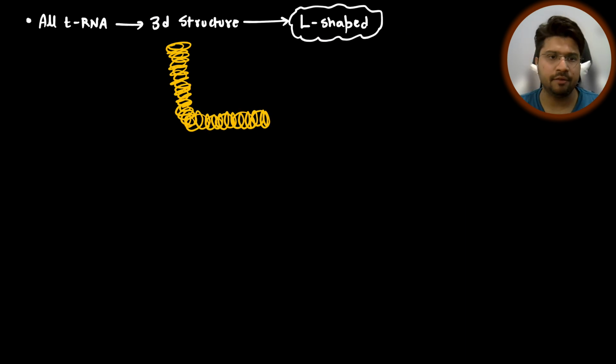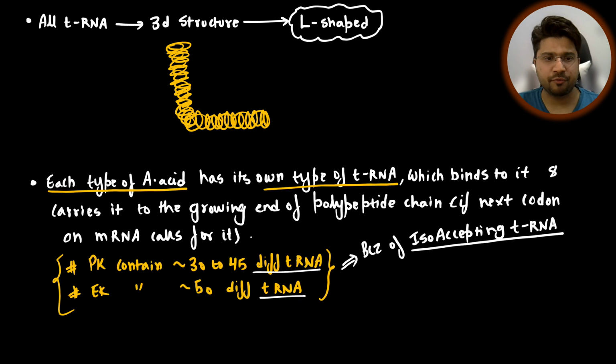We talked about the 2D structure of the tRNA, which is a cloverleaf model. Now, if I were to talk about the 3-dimensional structure of tRNA, it is something called an L-shaped structure. Once again, an important question for the examination. Please remember, each type of amino acid has its own type of tRNA, which binds to it and carries it to the growing end of the polypeptide chain if the next codon on the mRNA calls for it.